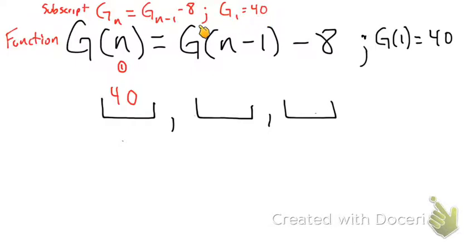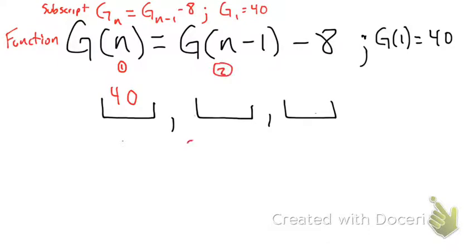Okay? So it's 40. I didn't have to do any math. I just had to know where to find it. Now, because I know the first term, I can now use the formula to find the second term. So let's use this formula to find the second term. Okay? So we want the second term.